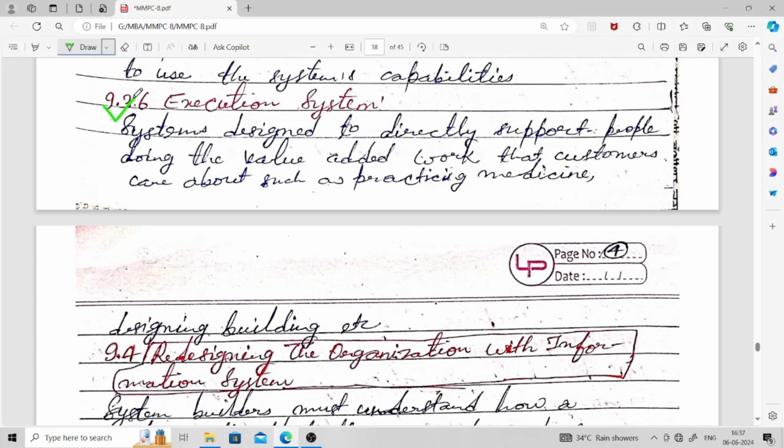So execution systems directly support people doing the value added work. The value added work may be just like practicing medicine or designing buildings, because these things are directly related with the customers.